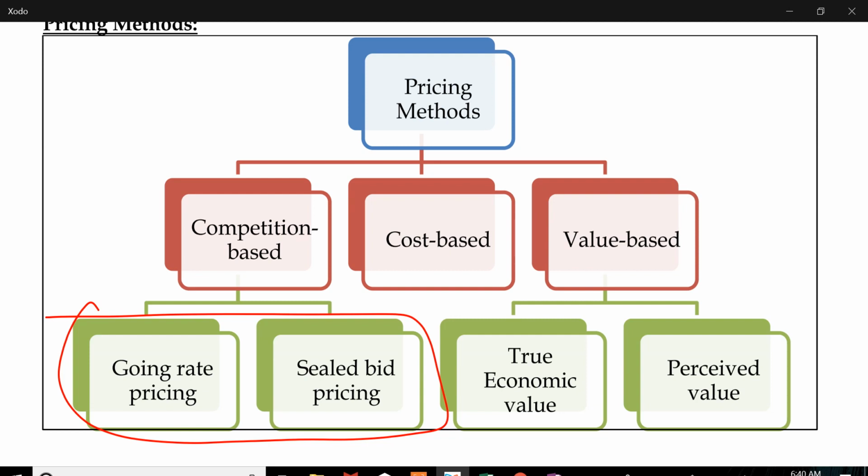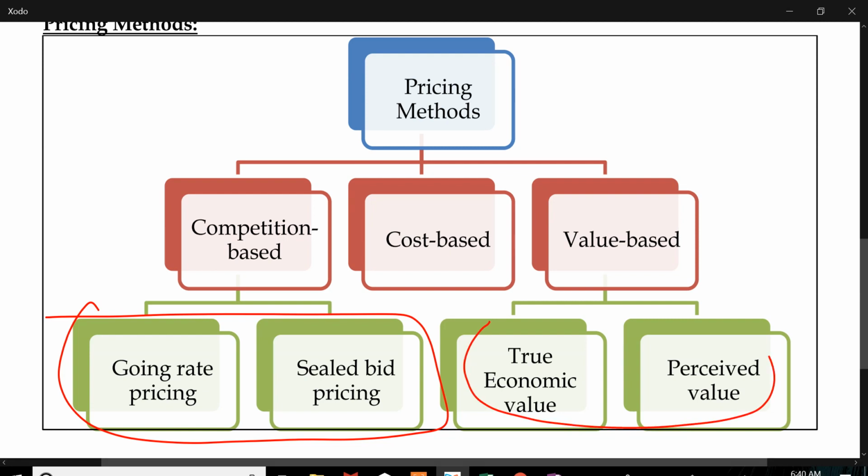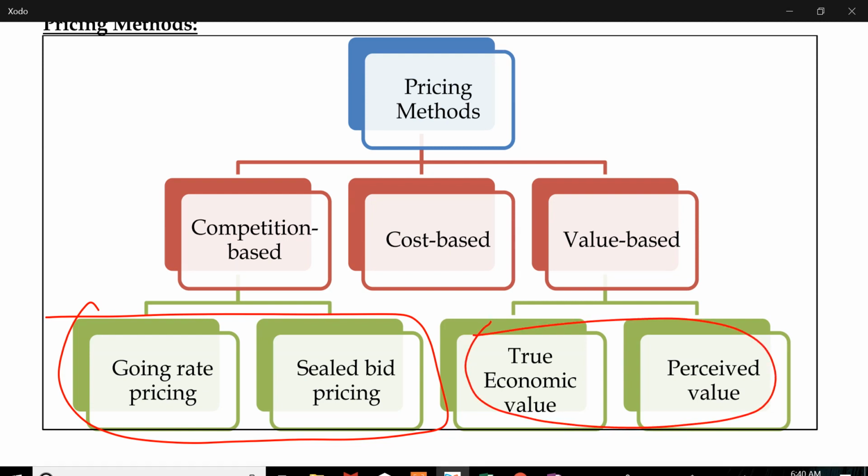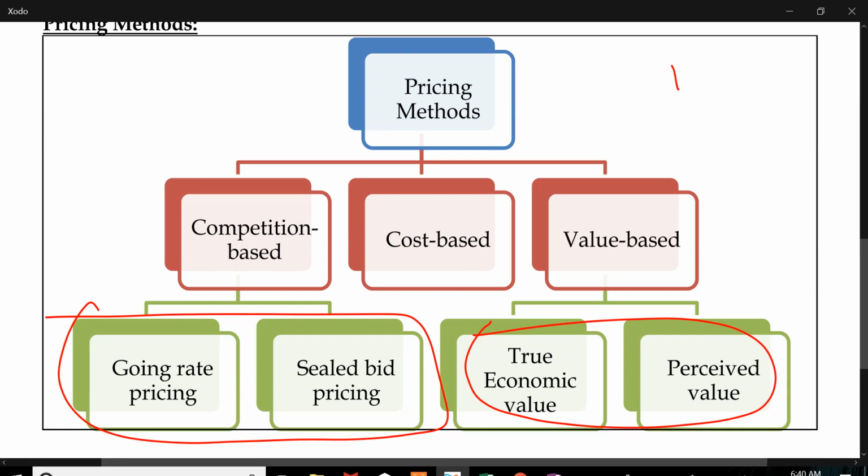Now what is value based is, there are two things: true economic value and perceived value. Now what is true economic value? Bharadwaj Institute is providing CA classes, another academy is providing CA classes. Both are exactly the same. The kind of satisfaction which students get is exactly the same. The other company is charging a price of 10,000.